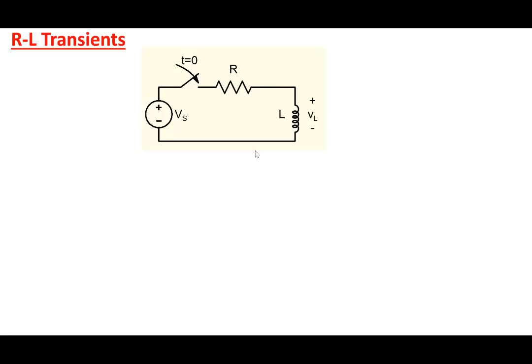So let's look quickly at the RL transients, when we have a circuit with a resistor and a single inductor. In this case also, at time t equal to 0, the switch is closed. Before that, the switch is open and there's no current in the inductor. So we can write a KVL in this particular loop. Vs will be equal to I times R plus L di by dt, that's the voltage drop across the inductor. And we can compare these two equations. In this case, x is the inductor current, I.